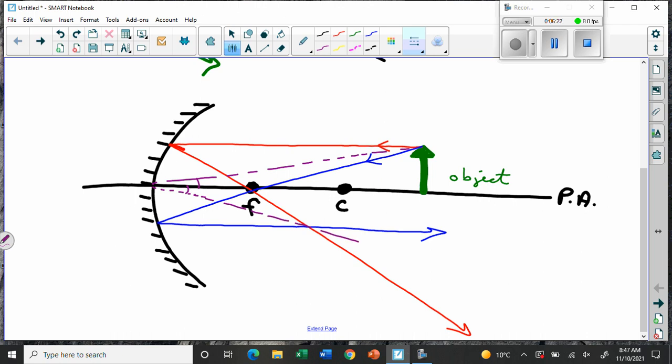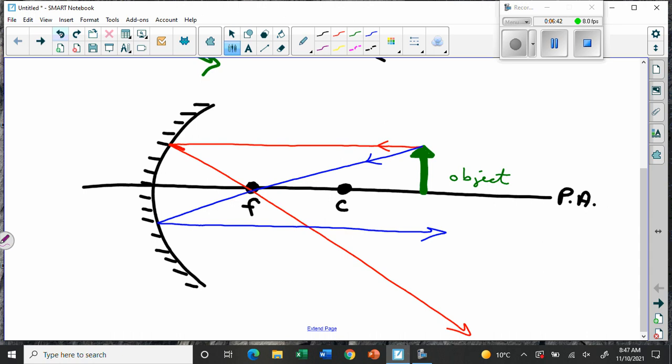So every possible light ray that comes off the tip of that arrow is going to go through this spot. So that's where all the light rays converge. That's where we would find an image of the tip of the arrow. So let me erase those purple lines so they're not confusing our picture.